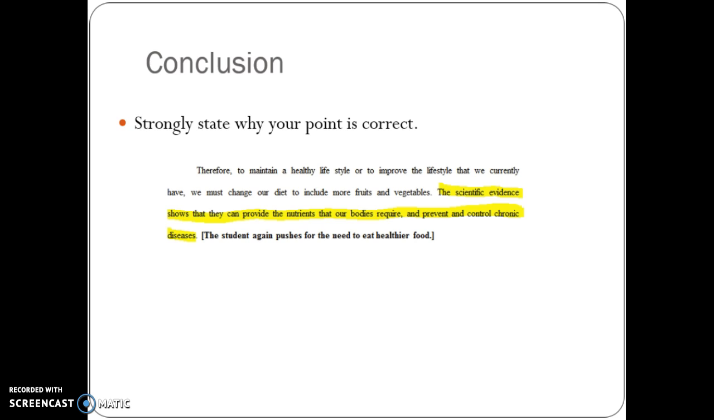So this is just a basic overview of the persuasive essay first draft. If you have questions, let me know.